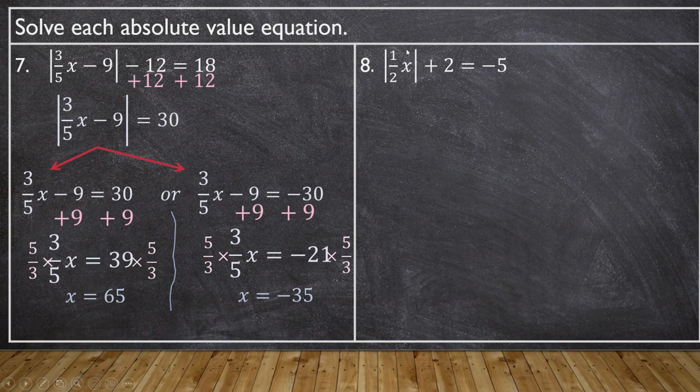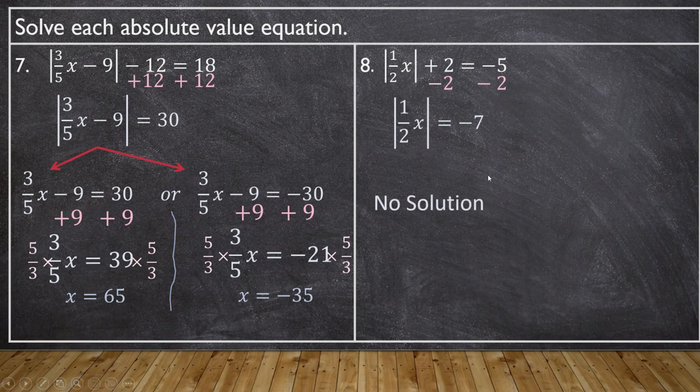Okay, again, I want to get this absolute value alone. How am I going to do that? I'm going to do that by subtracting 2 from both sides first. Negative 5 minus 2 is negative 7. Okay, now I have the absolute value of 1/2 x is equal to negative 7. Now my absolute value is alone. Okay, now I can deal with this.